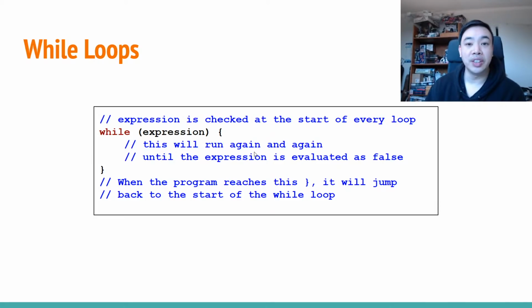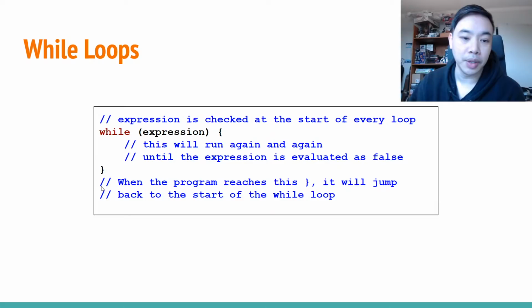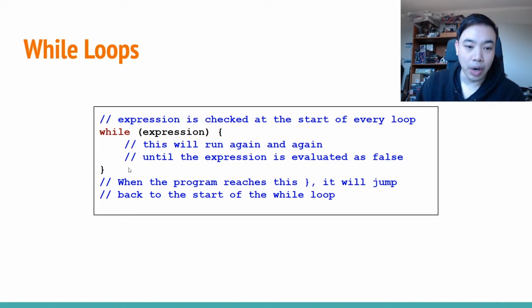A while loop runs exactly the same as an if statement for the majority of what it does. When we get to this line, it says, okay, check the expression. If the expression is true, then we run what's inside the curly brackets. That is exactly the same as an if statement. If the expression is false, we skip over what's in the curly brackets and we go to what's afterwards. The only difference between a while loop and an if statement is if I do run what's inside and I get to the end of the curly brackets, I go back to the start again.